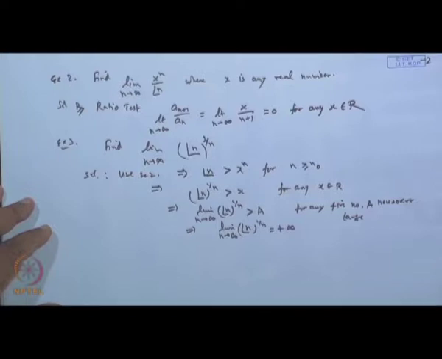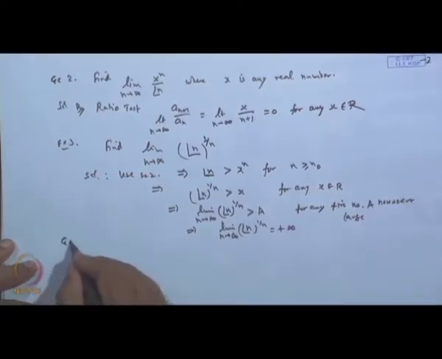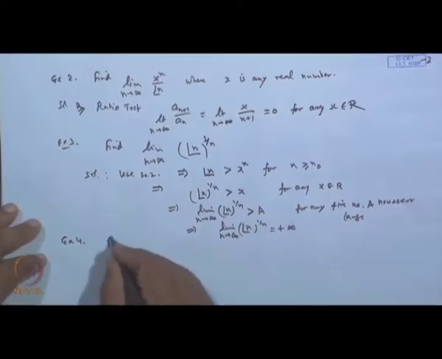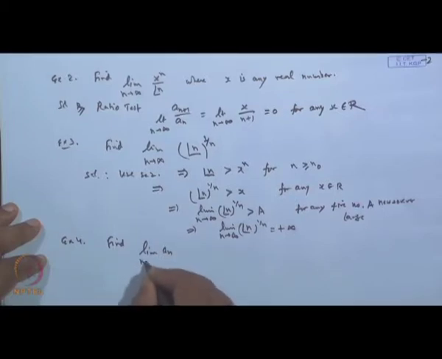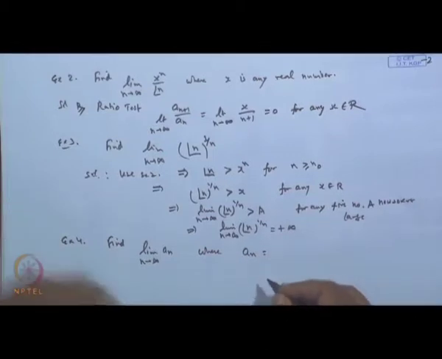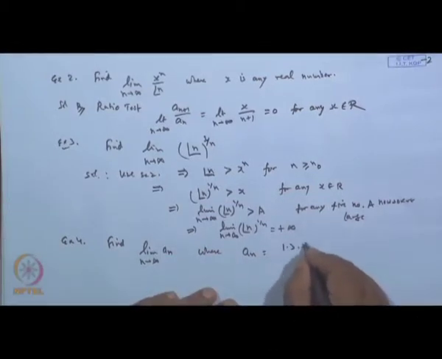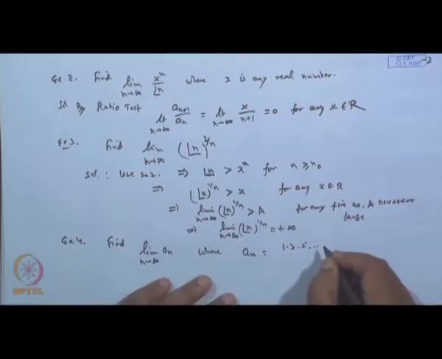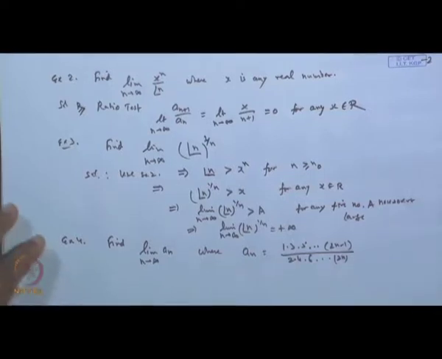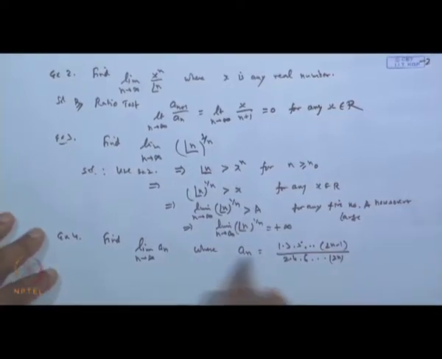Now, exercise 4: find the limit of a n when n tends to infinity, where a n is 1, 3, 5, up to 2n minus 1, over 2, 4, 6, up to 2n. Suppose this is our a n.